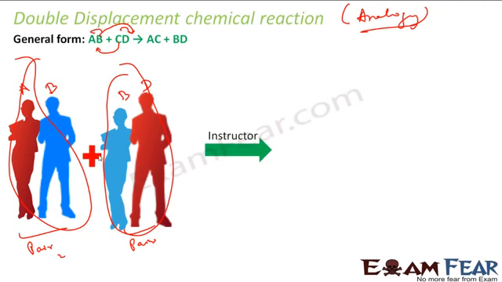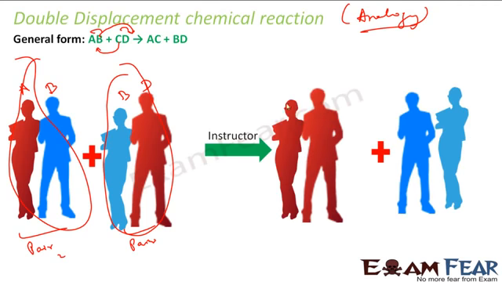Now the instructor comes and says, no, it doesn't look good. Red should pair with red and blue should pair with blue. So now they are like this. The red guy was D, the blue guy was B, and the blue lady was C. So from AB plus CD, it becomes AD and BC. They swapped. It can be any swap, and these kinds of reactions are called double displacement chemical reactions.